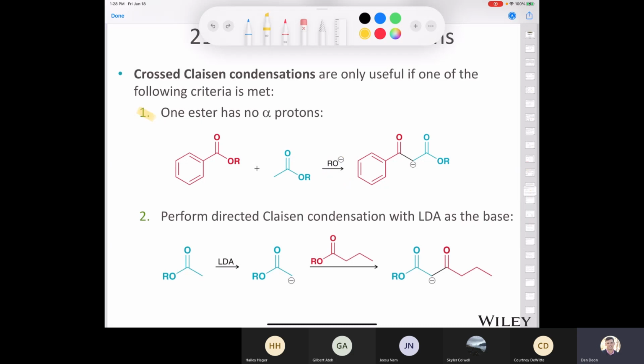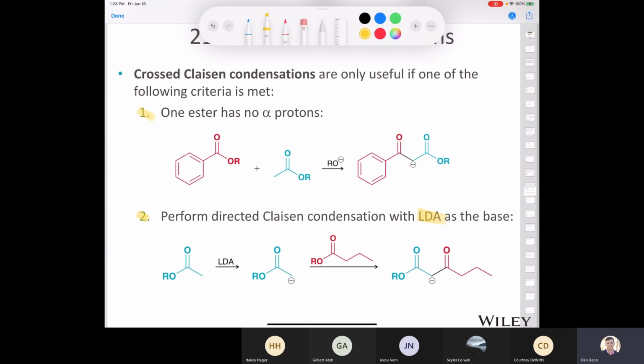He almost always uses a directed Claisen condensation. So if you have two different esters that you want to react, he always uses LDA, which is a directed Claisen. And the directed Claisen, I'll be honest, I worked with a gentleman who was an expert in directed Claisen addition, and it's analogous to a directed aldol addition, right?